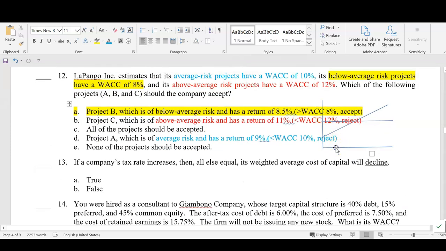Probably I should move the graph a little bit. Okay, I'll just leave it like this.